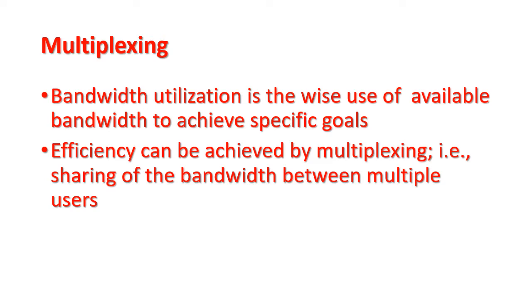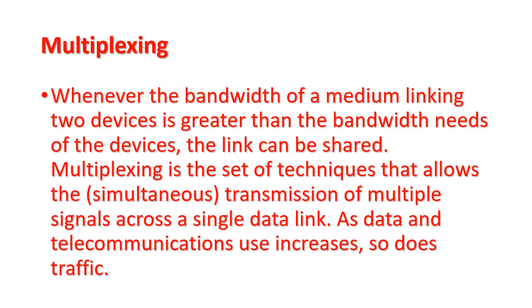Why do we want to multiplex? Well, bandwidth utilization is the wise use of available bandwidth to achieve specific goals. Efficiency can be achieved by multiplexing, i.e. sharing of the bandwidth between multiple users. Whenever the bandwidth of a medium linking two devices is greater than the bandwidth needs of the device, the link can be shared. Multiplexing is a set of techniques that allows the simultaneous transmission of multiple signals across a single data link. As data and telecommunications use increases, so does traffic.